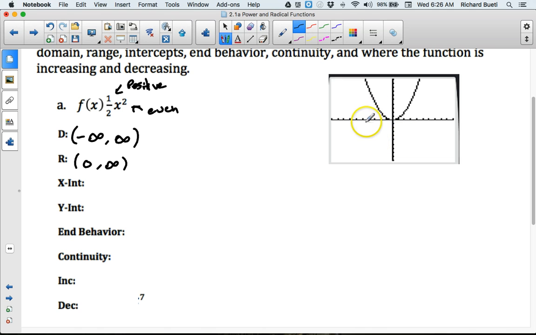The intercepts we're going to write as coordinates. It looks like it comes down here, and the x and y intercept are both going to be at 0, so this is going to be at 0, 0, and 0, 0.